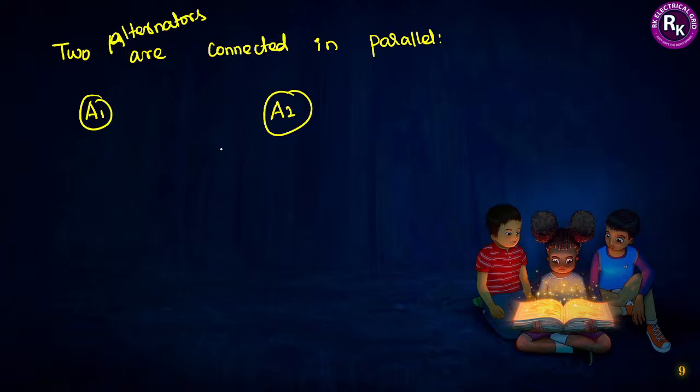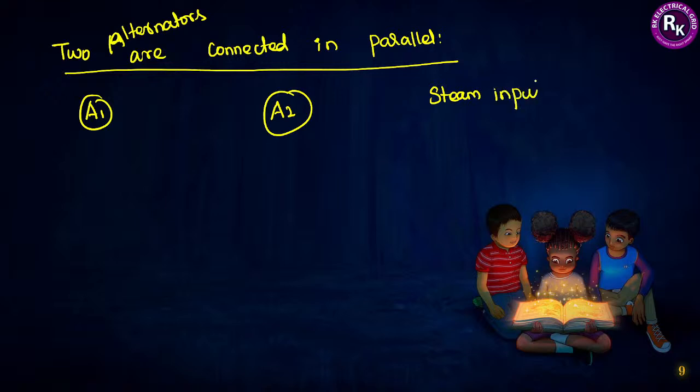Under this situation, we are taking two alternators connected in parallel and I am going to change the steam input, or prime mover. Thermal power is what we consider in India. 70% of the power production of the power grid depends on steam input, that is thermal power.